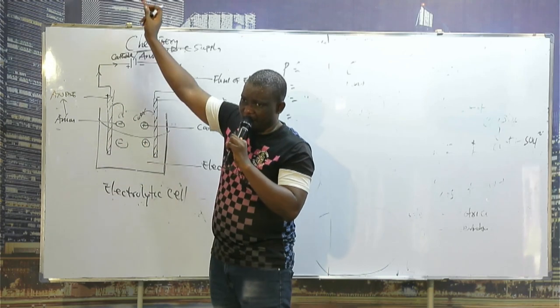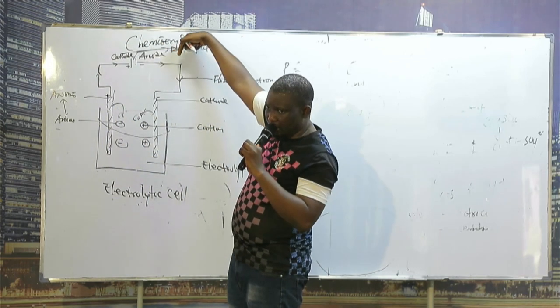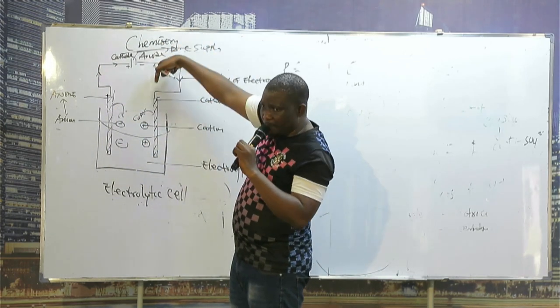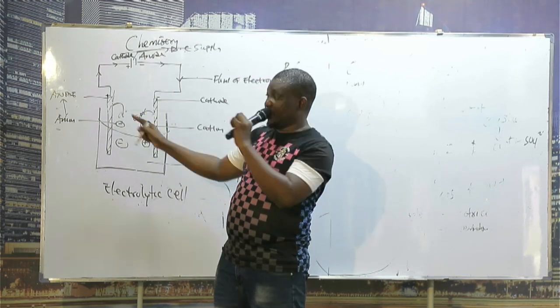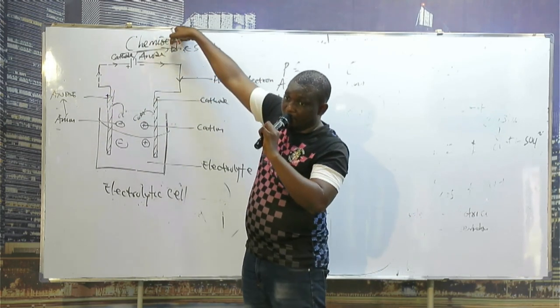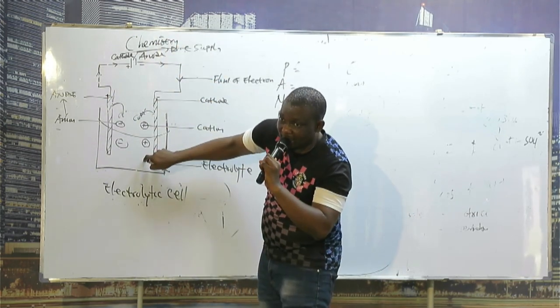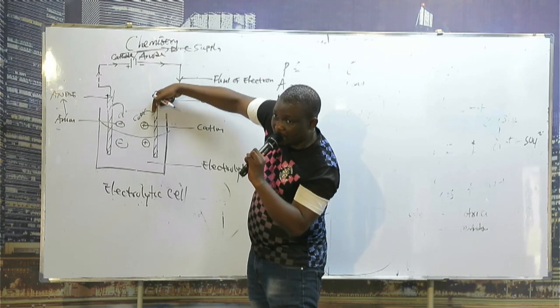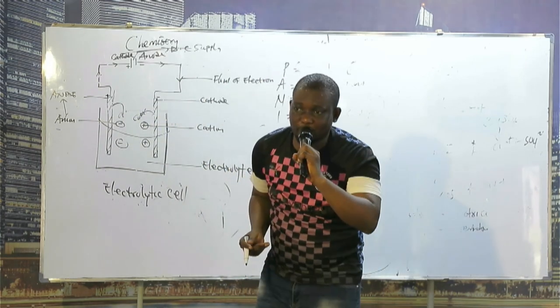Electron migrates from here and now enters back again from here. The circuit is not complete if the electron that left this particular electrode has not gone into the electrolyte again, the second time, from this electrode. It means that the circuit is yet to be what?